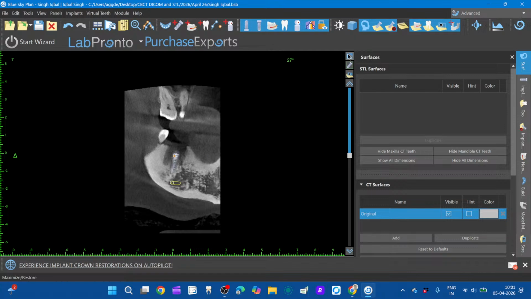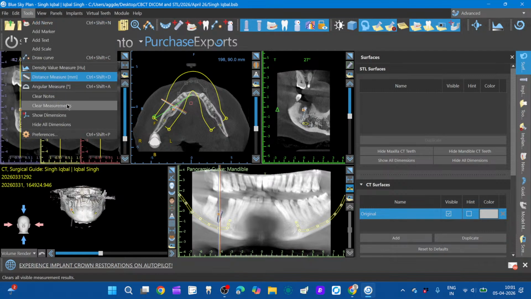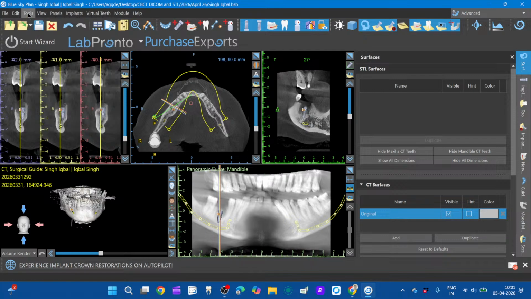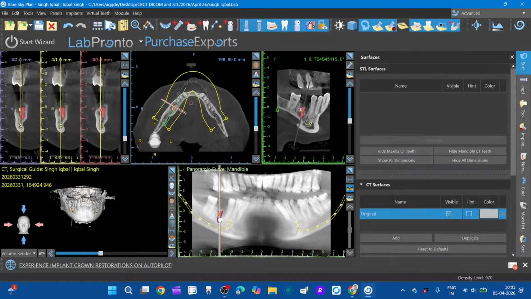So it is a little difficult, challenging case. So this one we are doing freehand without any guide. But if we can do this guided, it will be very easy. That would have been perfect. Guided.